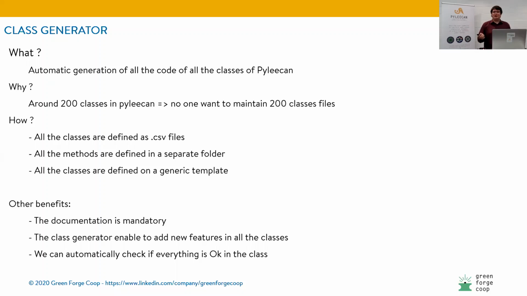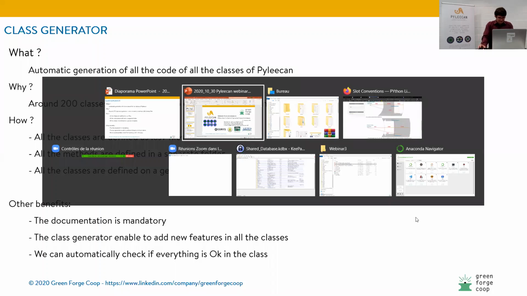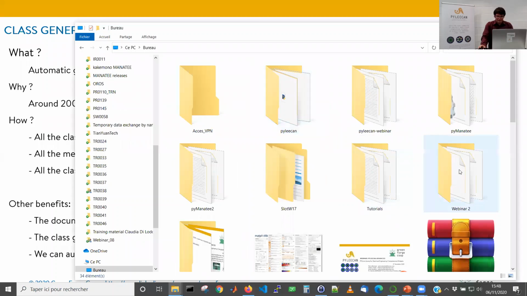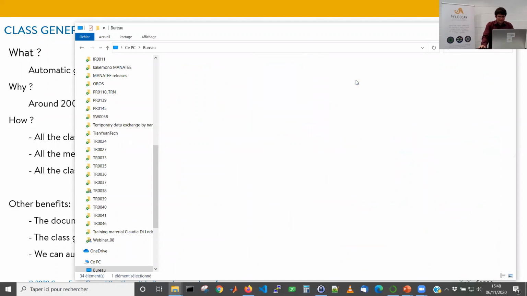And again, if you mistype, if the user writes machine type instead of type machine, the class generator will just say, okay, there is no property machine type. So again, we can avoid lots of errors thanks to that. So I will just go now to what the CSV file looks like.